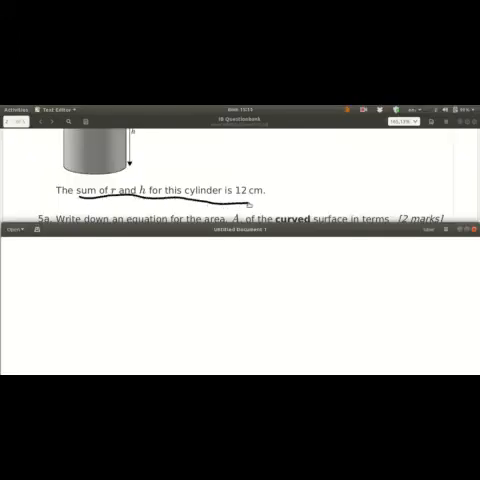We can see that the curved area is equal to the height of the cylinder times the circumference of the base. So that is 2 pi r times h. And we use the relationship of r plus h equal to 12 to replace h with 12 minus r.